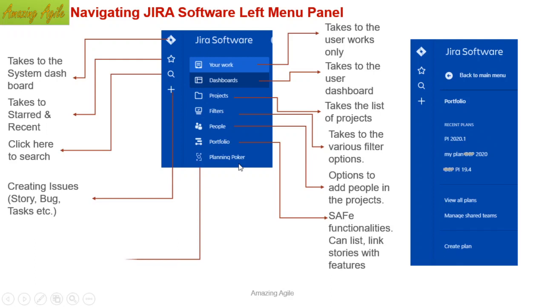Next is Planning Poker. It's a plugin. Planning Poker is an estimation technique. I just have the plugin here, so I can do the estimation with Planning Poker using the Jira software. So I believe now all the concepts are clear. Let's move to the search a project screen.